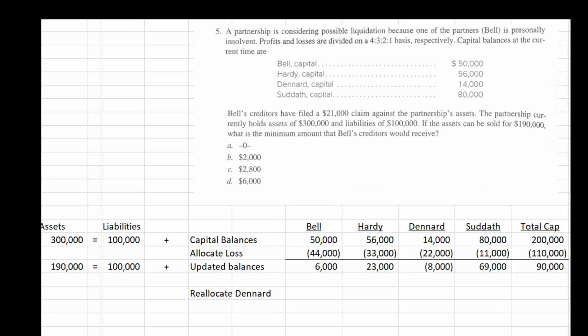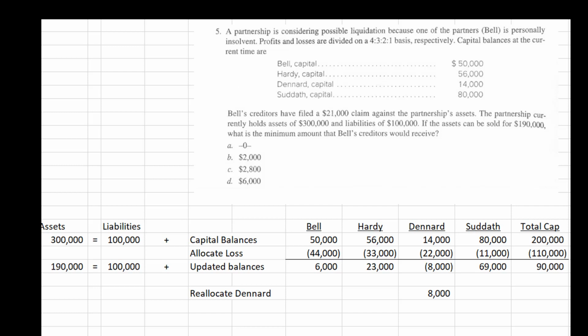So let's call this reallocate Denard's balance. The balance for Denard is -8. So I need to raise Denard by 8,000 because we can't have anyone with less than 0. At the end of a liquidation, everyone's balance should be 0. So I'll increase Denard's balance by 8. I'm assuming Denard is not paying any money in, so the only choice is it has to come from the other 3 partners. So how much of that 8,000 am I going to take out of Bell's account?